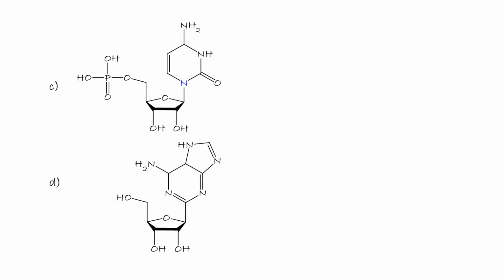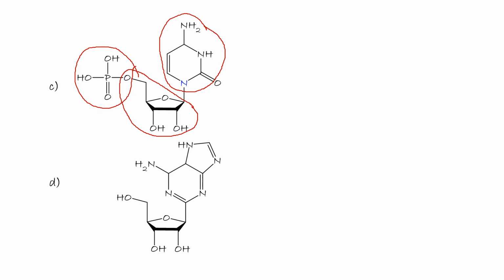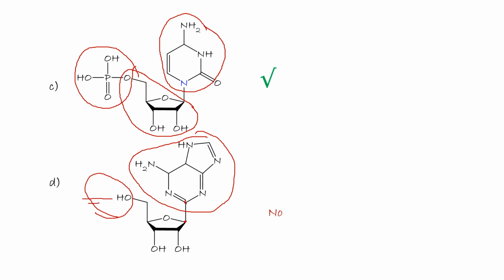Here we have a base, we have ribose, we have phosphate. This is a naturally occurring nucleotide. Here we have a base, but it's not connecting through an N-carbon bond, and there is no phosphate. No phosphate, which means that this is not a nucleotide.